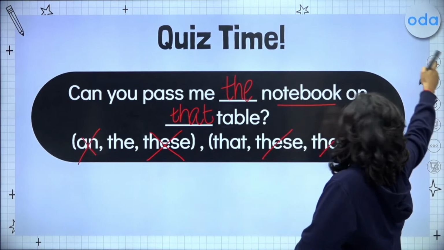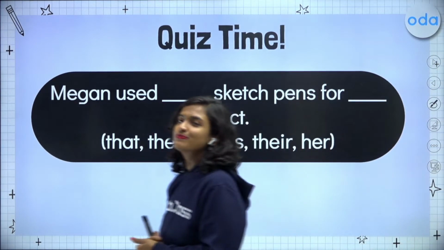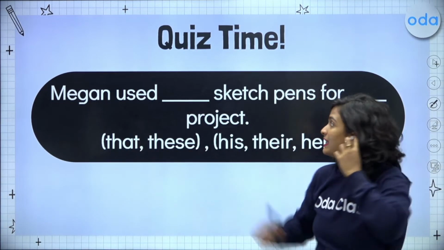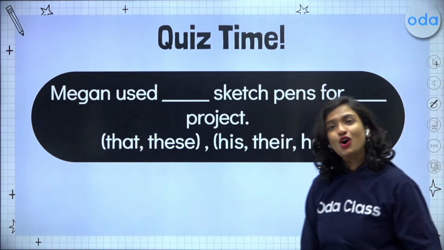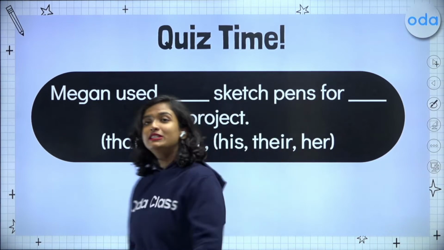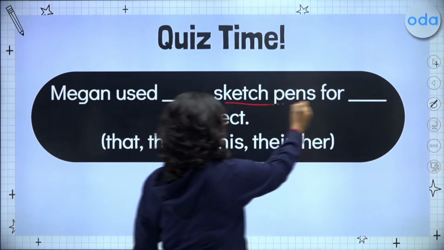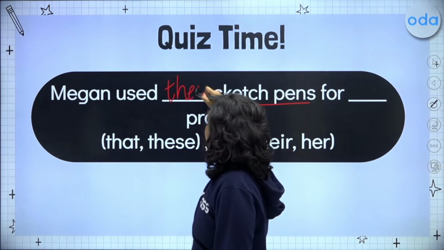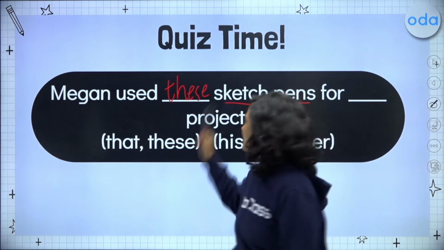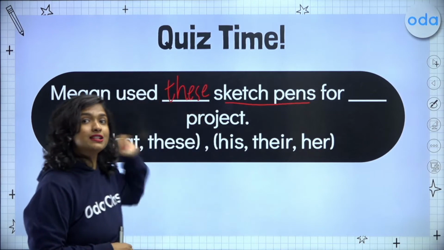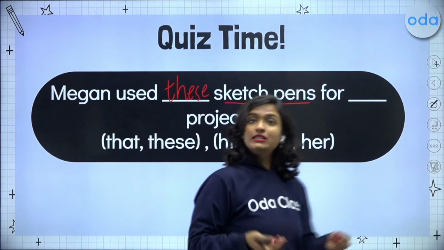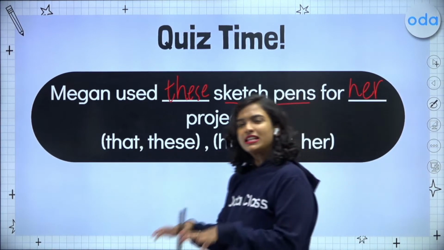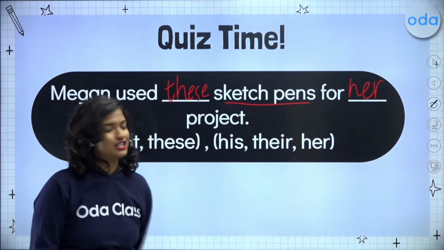Okay, let's try one last question, students, for now. Tell me here. Megan used blank sketch pens for blank project. In the first blank, should I use that or should I use these? Now, students, because it is plural, correct? Sketch pens, multiple sketch pens. So I will be using my demonstrative these here. Okay? And in the second one, we are referring to Megan's project, right? Megan, third person singular feminine, which means that I will be using her over here. Megan used these sketch pens for her project.